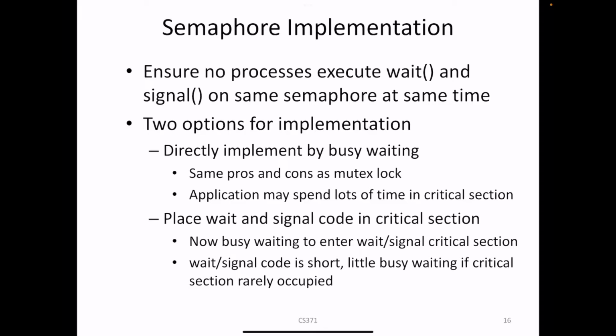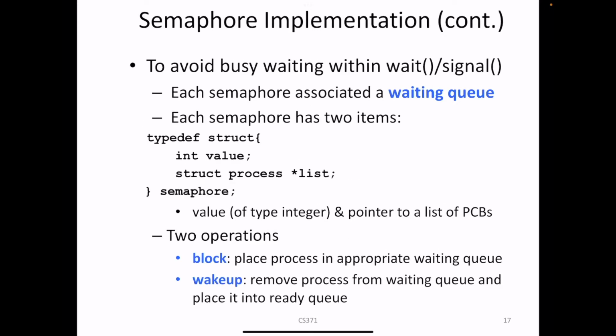On the other hand, another option is to place the wait operation and the signal operation code in the critical section. For this option, we use busy waiting to protect the critical sections where the wait and the signal codes are located. Since the wait or signal code is short, it won't bring too much overhead to the system. In this slide, we are going to implement the semaphore by the second option, where the wait and signal code is placed in the critical section.